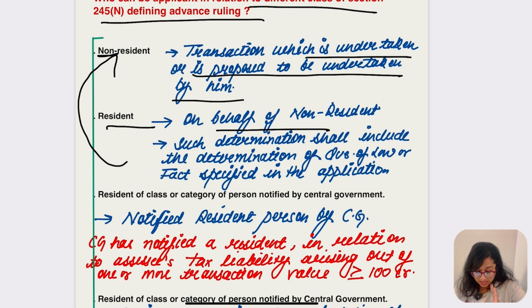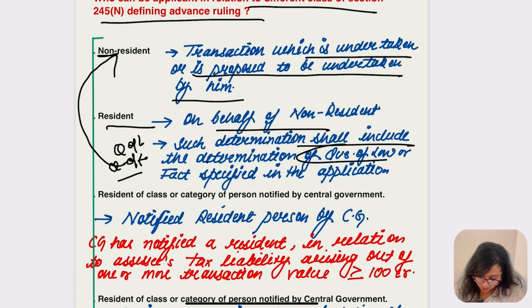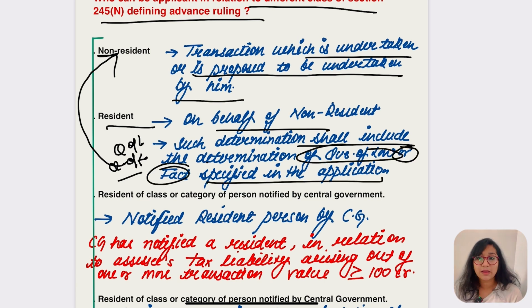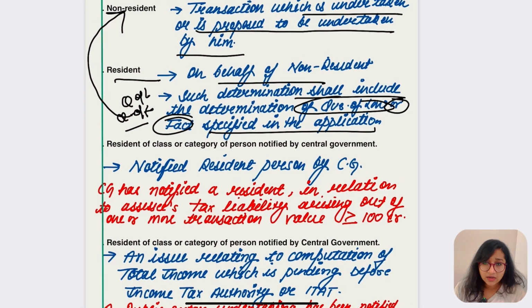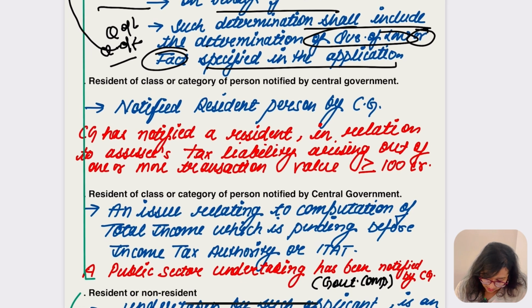But such determination shall include the determination of a question of law and question of fact. Is it clear? Yes, such determination shall include a question of law and or question of fact specified in the application, which is going to be specified in the application. So far we have two applicants, the non-resident and the resident. Let's find out the remaining applicants.